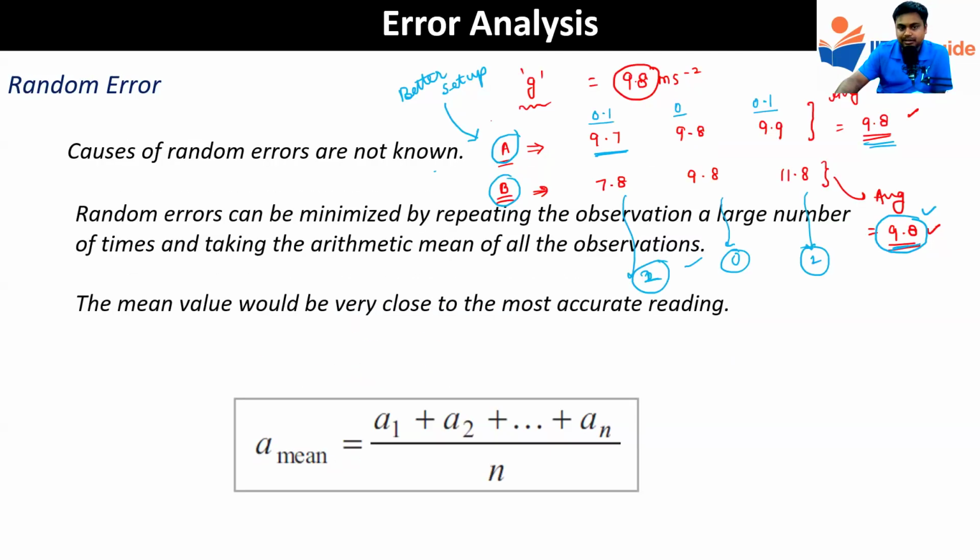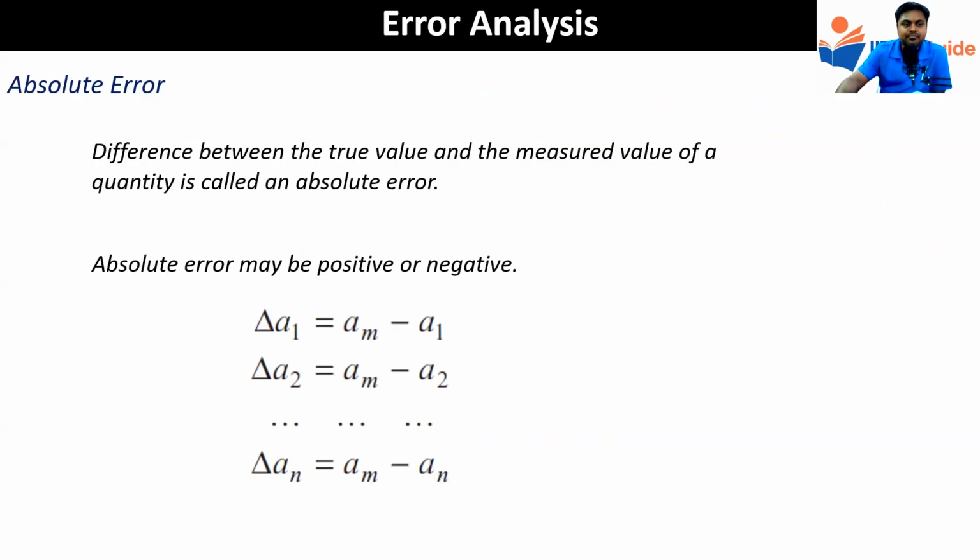Now, how to find that error? We get a mean value. We'll write it again. It was 9.7, 9.8, and 9.9. So the mean value was 9.8. Now we calculate how much each differs from the mean value. So delta x we calculate: it is different by 0.1, it is 0, it is different by 0.1.